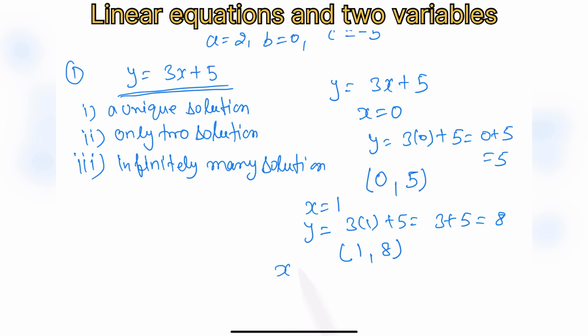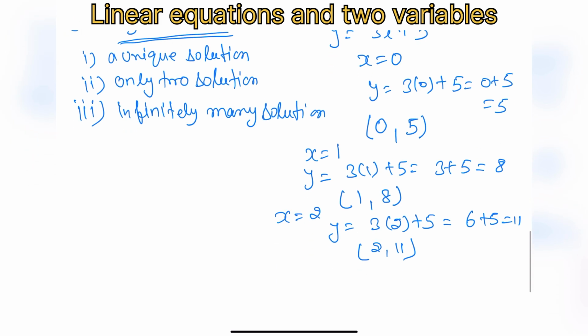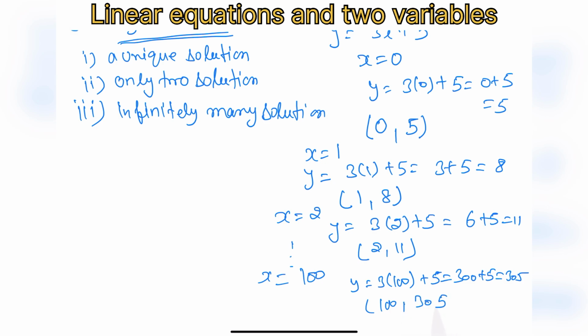But if we put the value of x is equal to 2, we get y is equal to 3 into 2 plus 5. So it means 6 plus 5, 11. So this is a solution of 2 and 11. When we put the value of x as 2, we got the value of y is equal to 11, and so on. We can put the value of x is equal to 100. So we get y is equal to 3 into 100 plus 5. So that means 300 plus 5 is equal to 305. So that means we got the solution as 100 and 305.